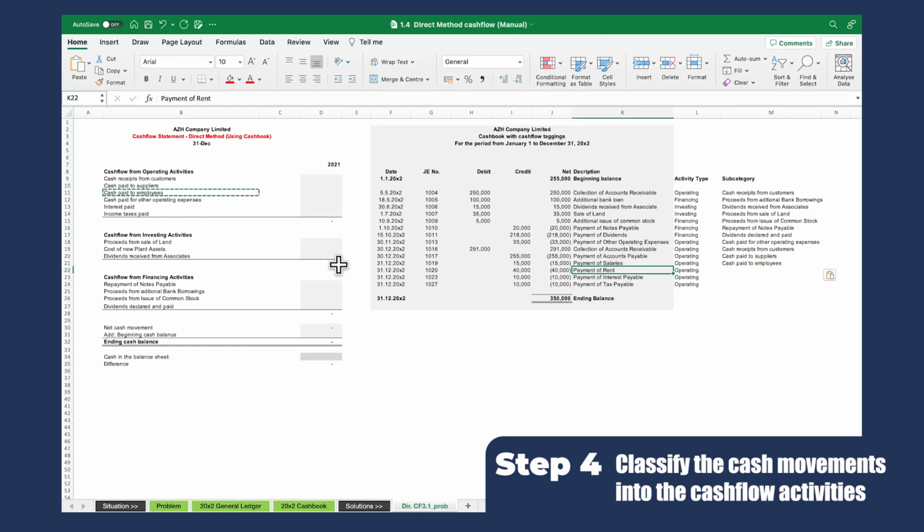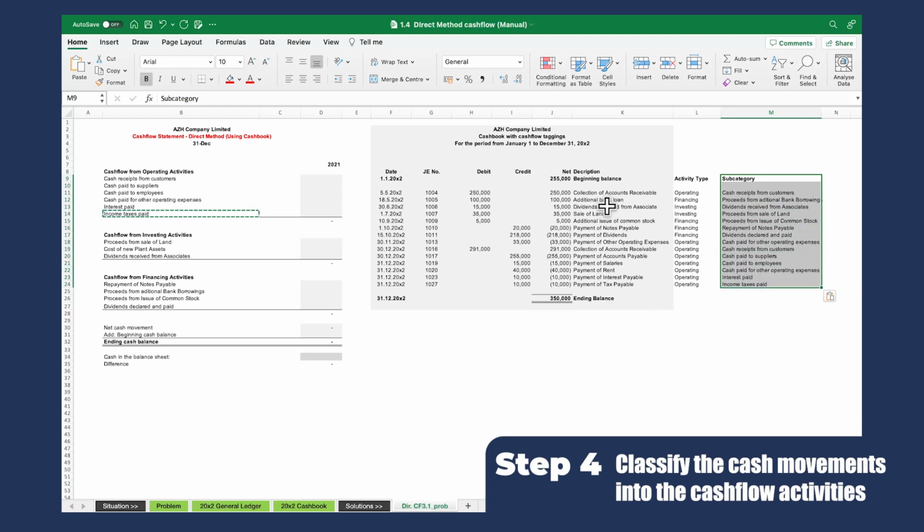For the payment of rent, since we do not have specific cash flows for the payment of rent, we are choosing not to add a row, but we can classify it under cash paid for other operating expenses because it is an operating expense. Payment for interest payable, so we can choose interest paid during the year, and income taxes paid is the payment of tax payable movement.